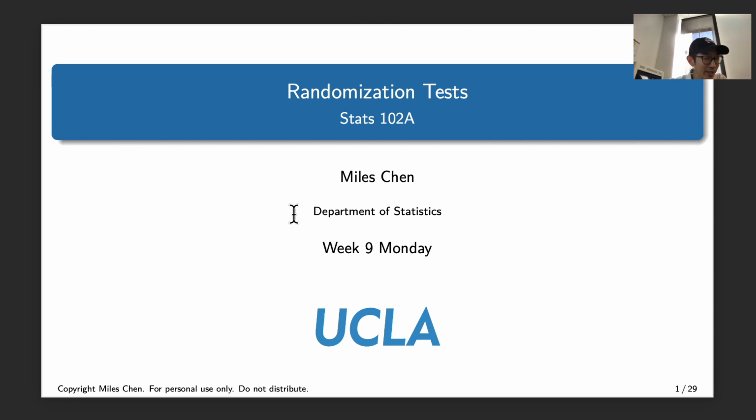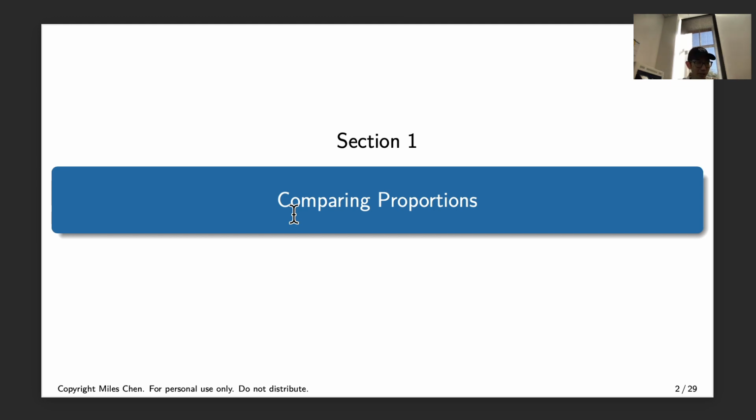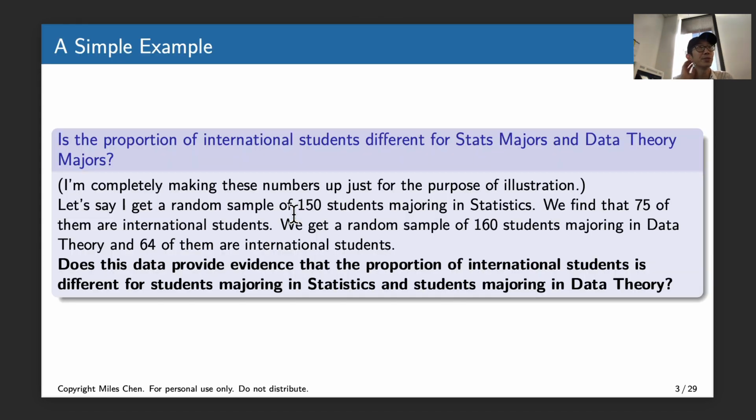Our topic today is randomization tests, and the context we're going to look at is comparing proportions. First, I'm going to start off with a classical example from intro stats. This part is all review, but I'll go through it quickly: how do you compare proportions from two groups?